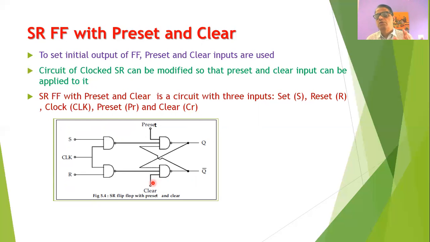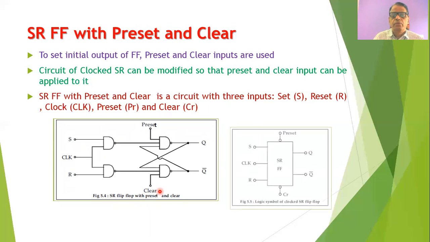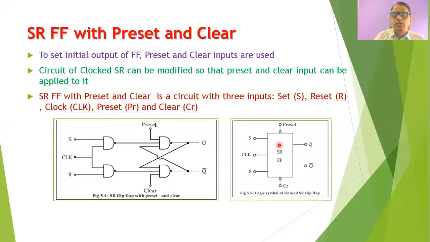So preset and clear inputs are used only initially to set the output Q equal to 0 or 1. Otherwise, for normal working of the flip-flop, both the preset and clear are kept high, that is logic 1. And one can easily observe that the preset and clear are activated when 0 is applied to them, and therefore these inputs are called the active low inputs of the SR flip-flop. And therefore, whenever we draw the symbol for the SR flip-flop, we use a bubble for the preset and also a bubble for clear. So they indicate that the preset and clear are active low inputs, and they are used to set the initial output Q either to 0 or 1.